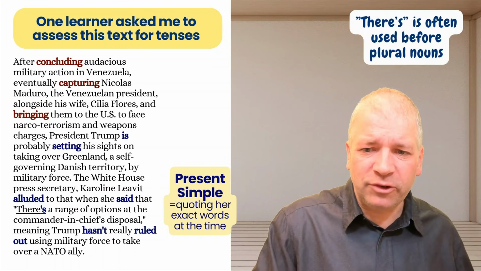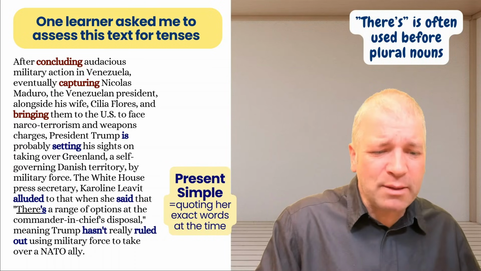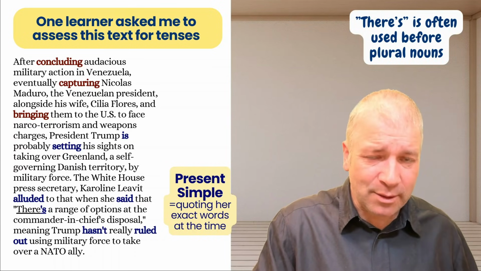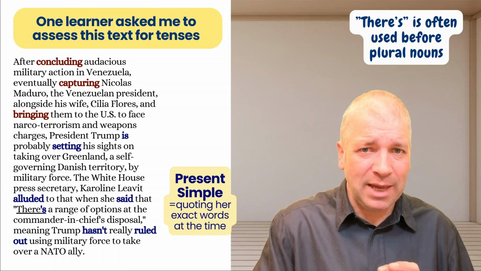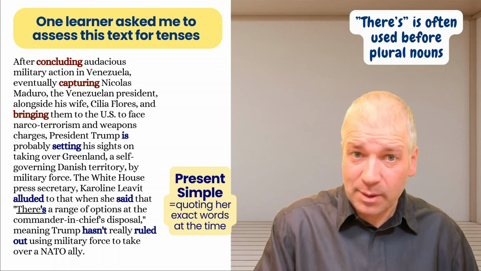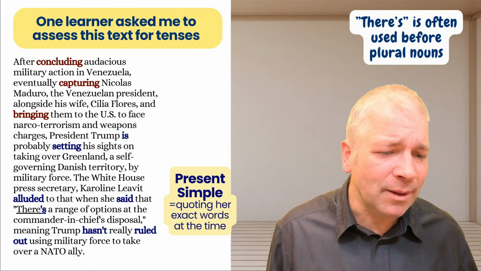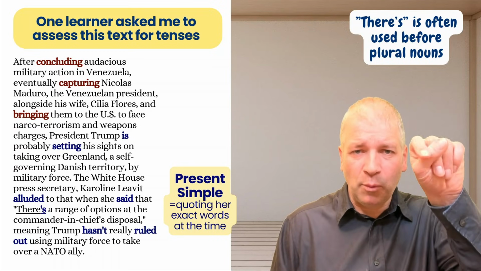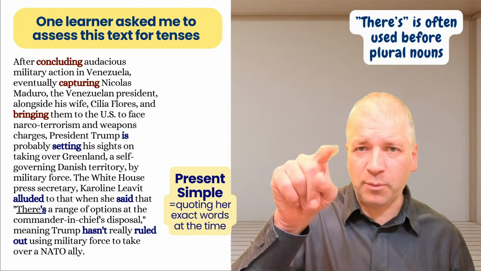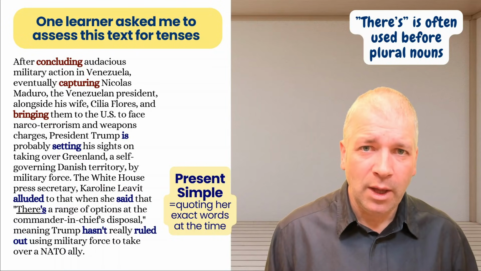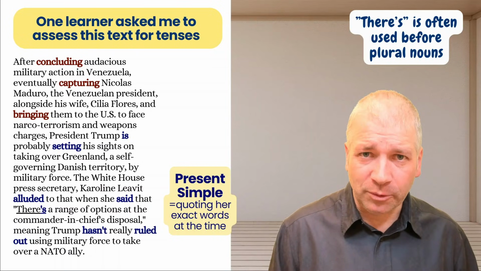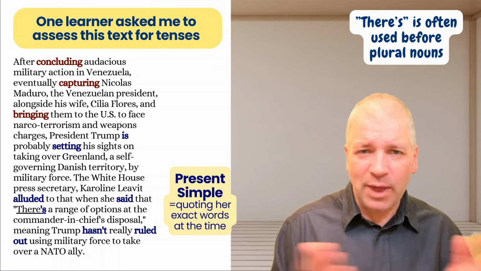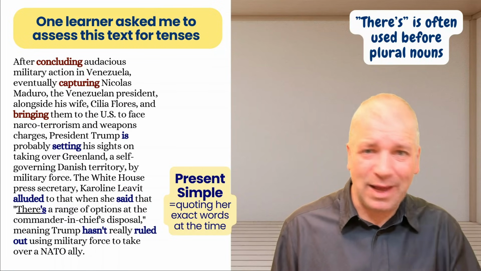Then you'll notice that we switch to the present simple. There's a range of options at the Commander-in-Chief's disposal. There's. So apostrophe S, that's the verb is, to be. Present simple. Why do we use the present simple here? Well, notice we have these quotation marks, these two small lines before there's and two small lines after disposal. And this indicates a quotation. So here we're quoting her exact words that she said at the time. And for that reason, we use the present simple, because that's what she used.